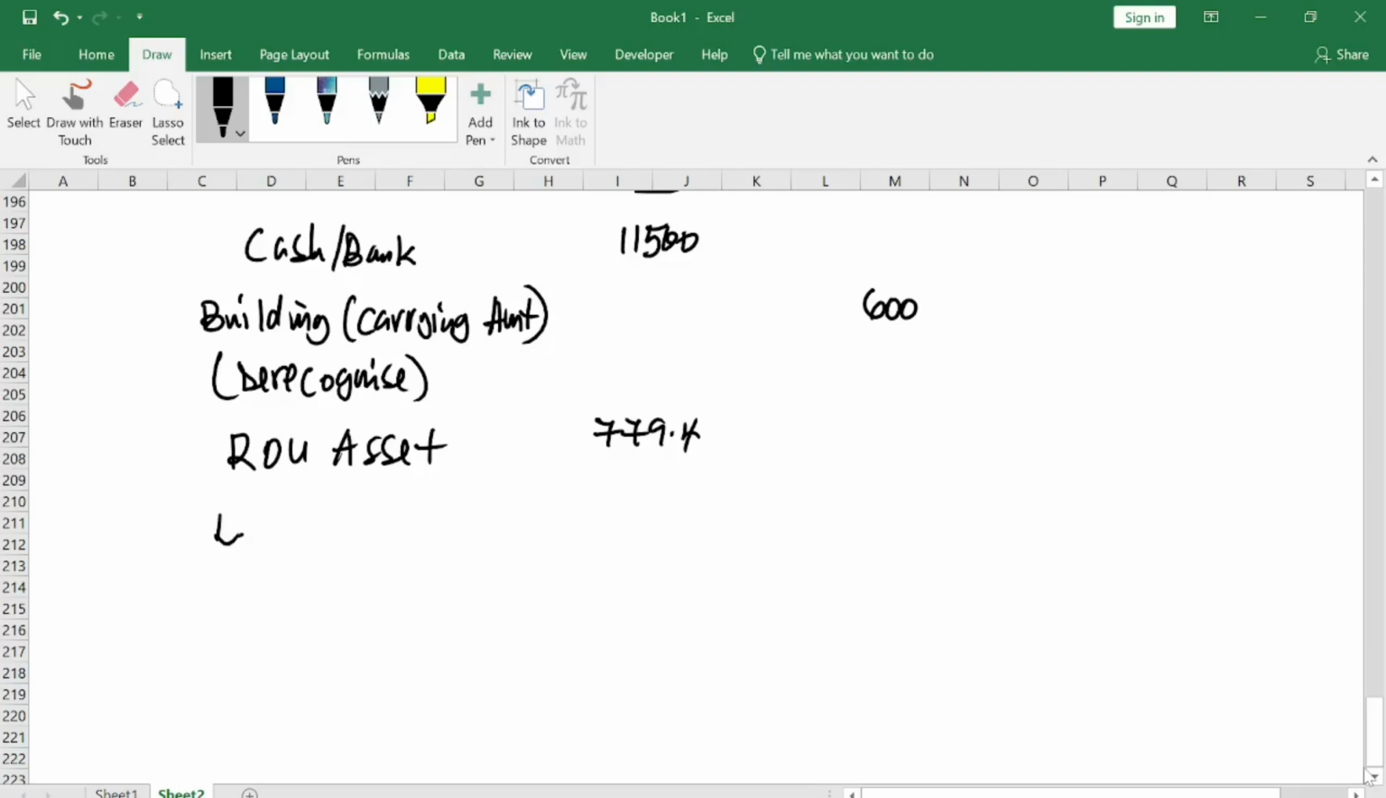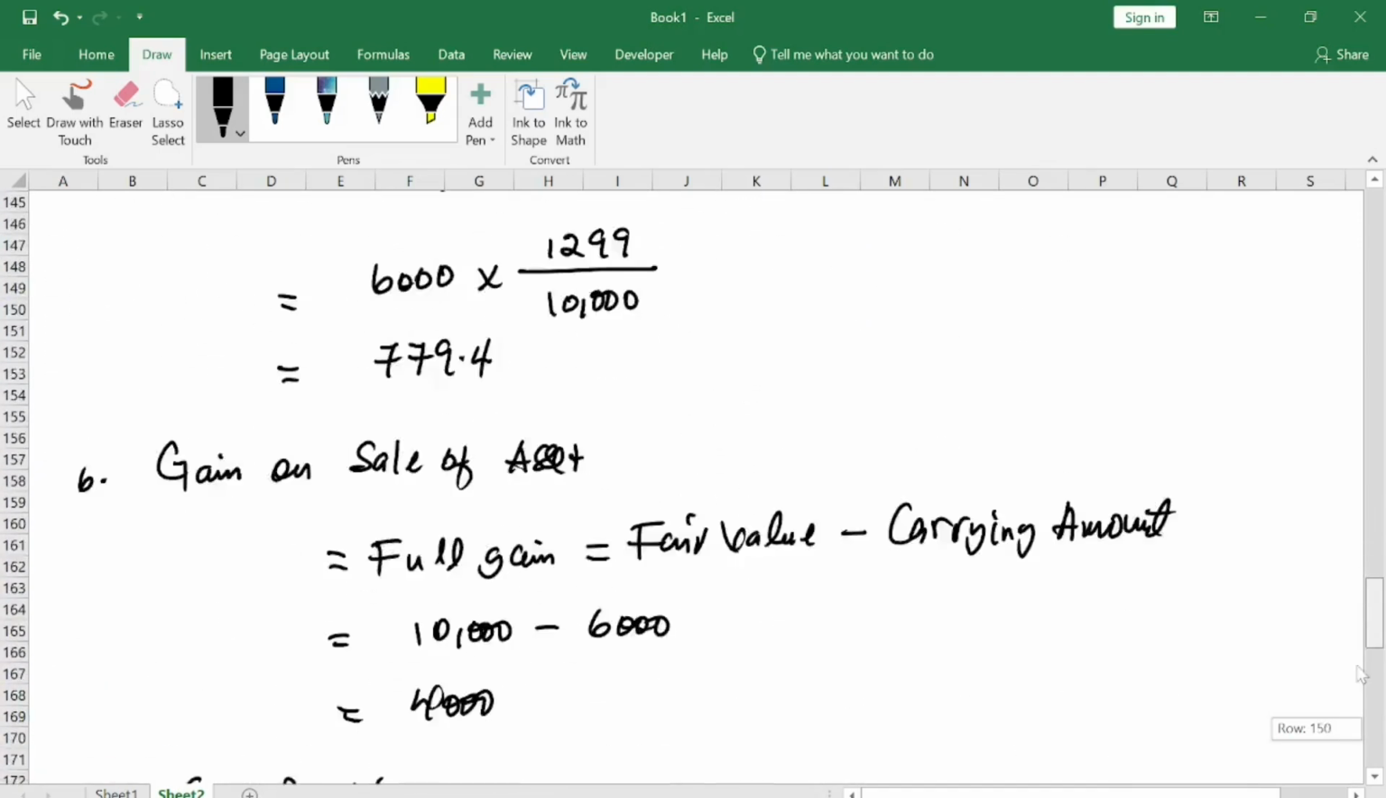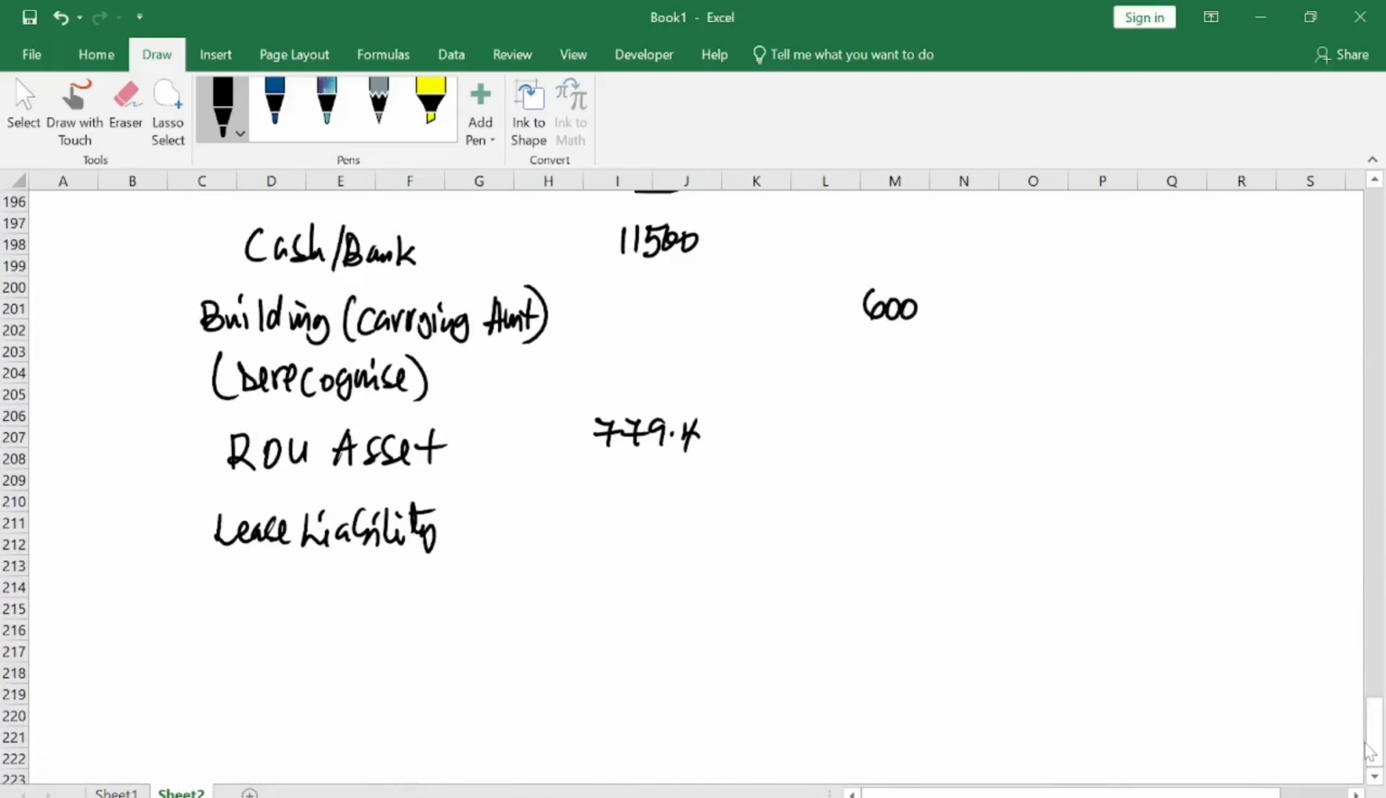After that, since we have the right of use of asset being debit, we will also have our lease liability. Once you know your lease liability, you know your right of use of asset as well. So you debit right of use of asset, then you credit the lease liability because you are going to pay for the asset over time. So it becomes a liability in your book. How much is our lease liability? It's 1299, and because it's a liability, it's at the credit side.